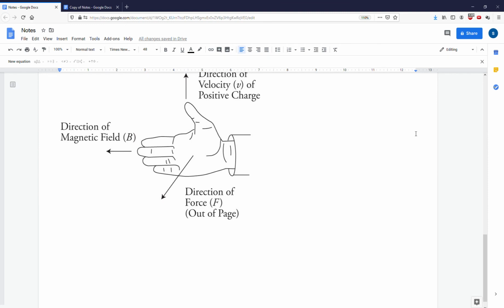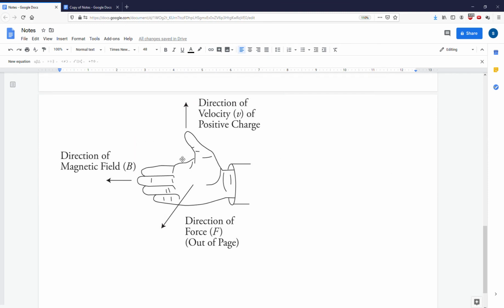To use the right-hand rule, hold up your hand like in this picture. Your thumb points in the direction that the particle is moving. Your fingers point in the direction of the magnetic field, and your palm is facing the direction of force. The mnemonic that I like to use is that your thumb is like when you're hitchhiking, you stick out your thumb pointed in the direction you want to go.